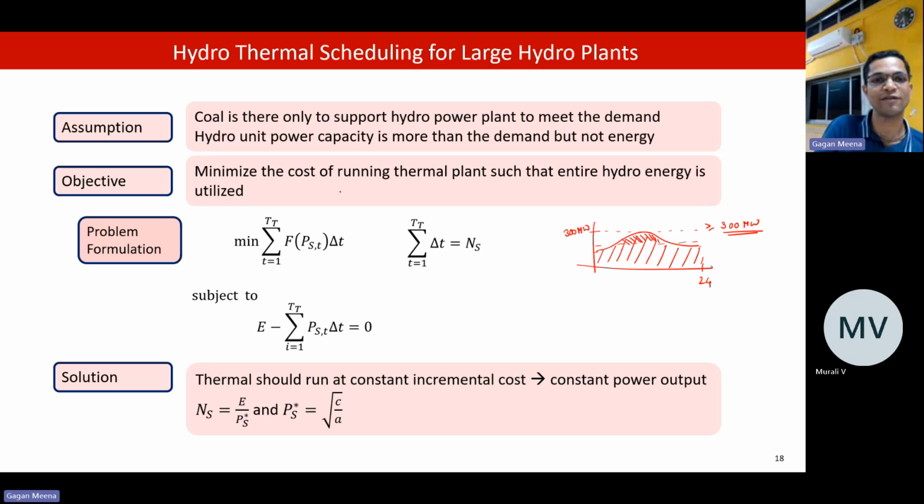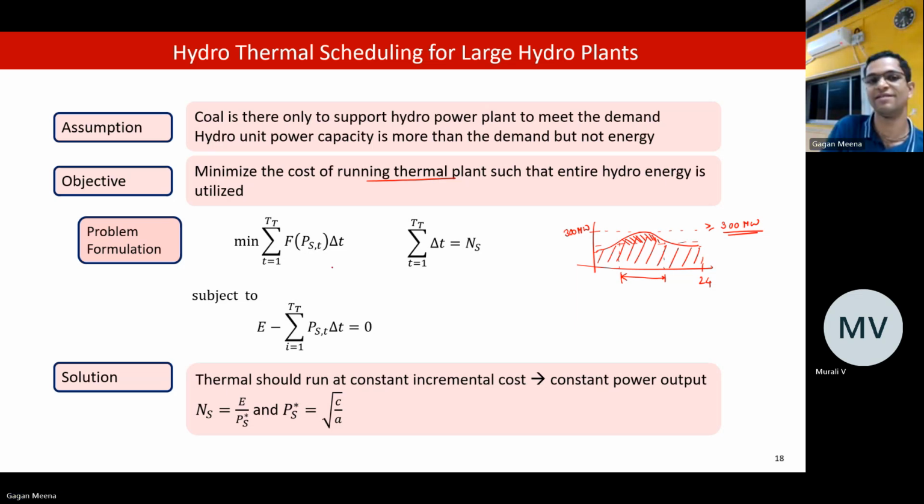That is the problem here. In this case, we want to minimize the cost of running the thermal generator. We also don't know for how long that thermal generator should be on, and if it is on, how much should it generate. We need to find out these two things: one is the duration for which the thermal generator should be on, and when it is on, what its output should be.